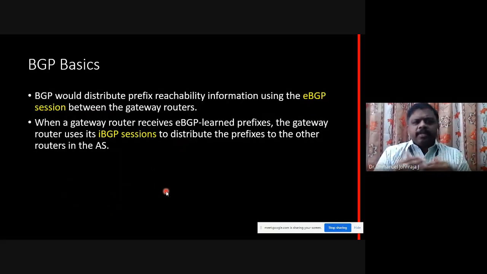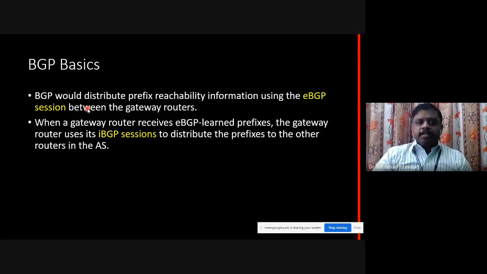Then the other word which newly comes here is eBGP. So what is that eBGP? BGP would distribute the prefix reachability information using eBGP. What is that? Between the routers, okay, between the gateway routers.